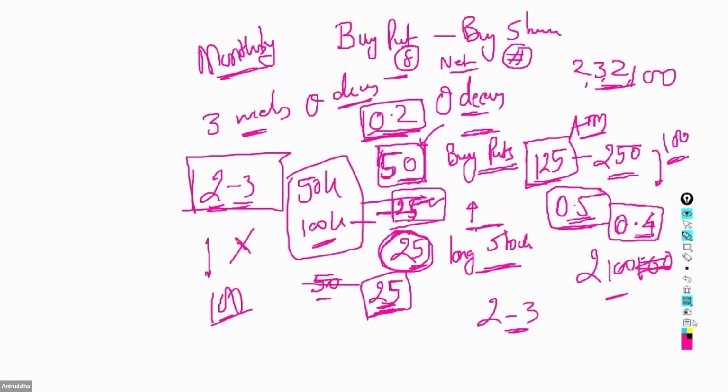And now if the stock tanks, and it really goes down to 2100, these 50 shares will increase in value. These 25 shares will decrease in value, and you will have theta decay. Don't forget that. But now you are dealing with stocks, so you are dealing with monthly expiry.